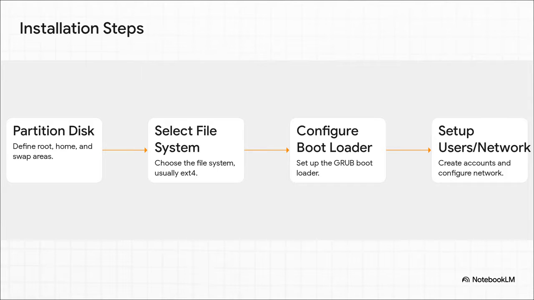Step 2, you choose that file system, which, as we know, is probably going to be ext4. Third, you set up the bootloader. That's the tiny program that kicks everything off. And last, you create your user accounts and get your network connection working.